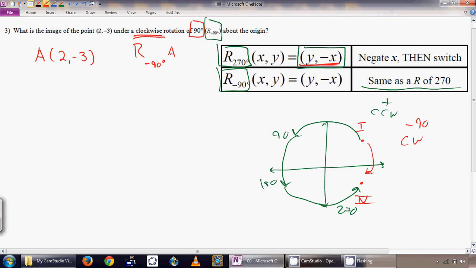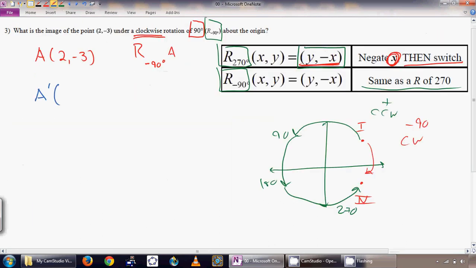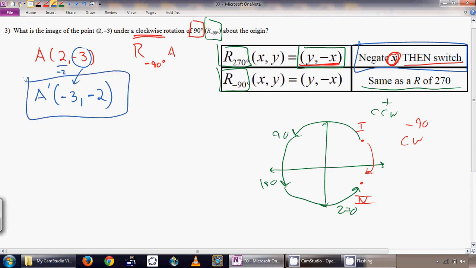I'm going to negate my x and then switch my terms. All right, so A prime, okay? A prime, I'm negating my x and then switching. Well, my x here is 2, so it's going to be negative 2, and that's got to go to the back, and then I'm going to take this negative 3, I'm going to put it to the front. All right, and there is my point, A prime. That's the image of A under the rotation of negative 90 degrees about the origin.